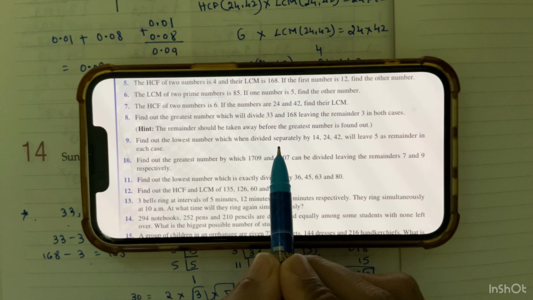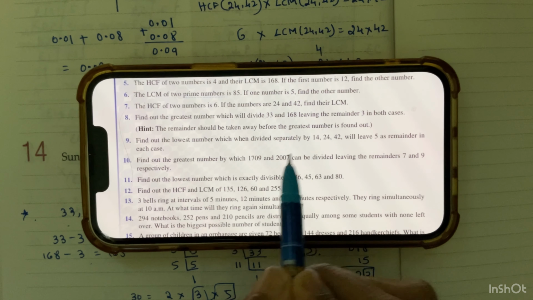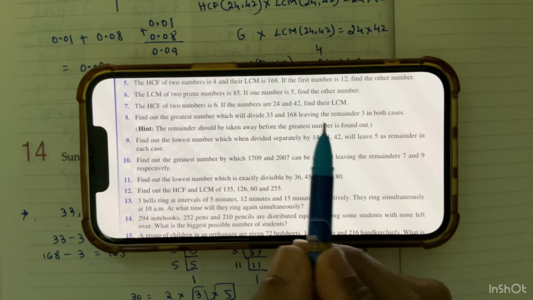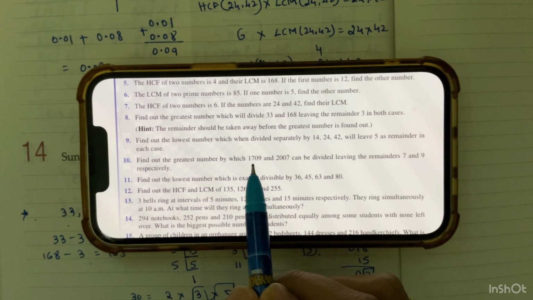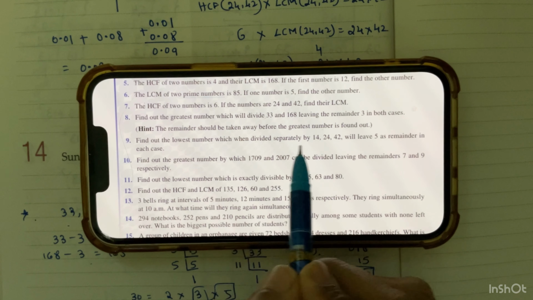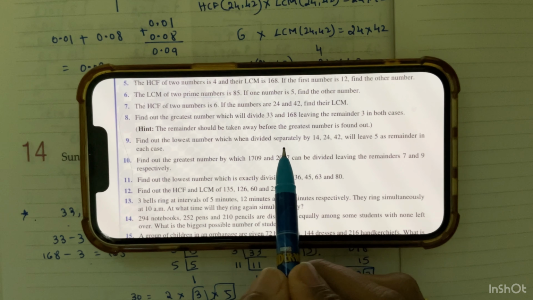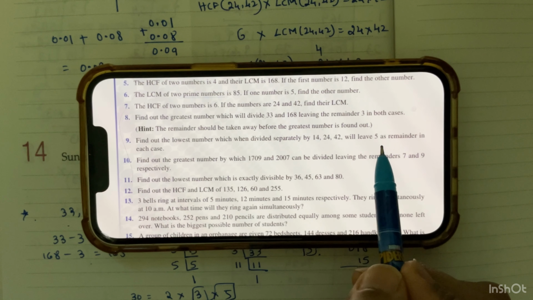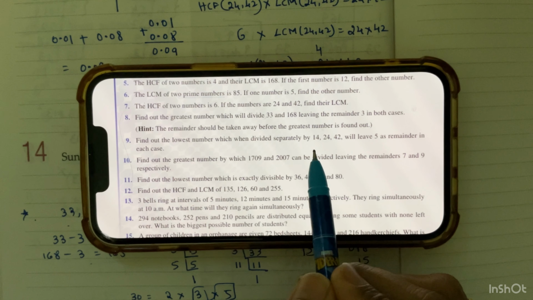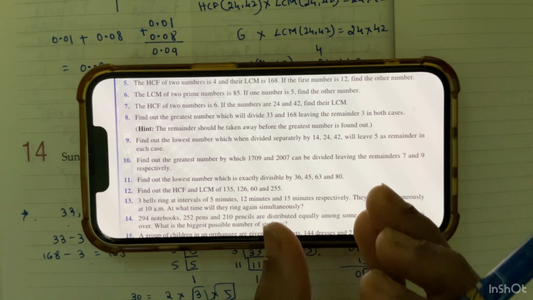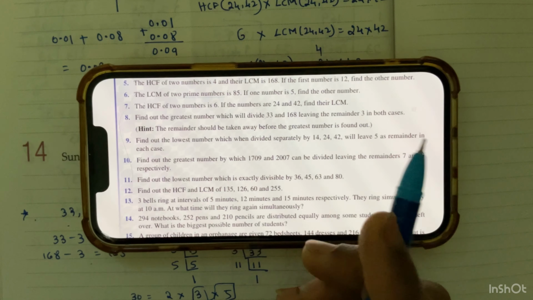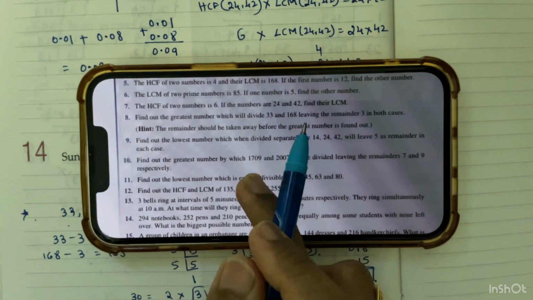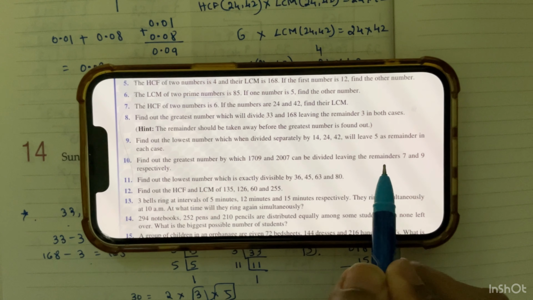If you choose the HCF, the answer you get will be smaller than these numbers. So in that case, we can't divide that smallest number by this greatest number. So in LCM only we will always get the bigger number. Yes or no? So that's why we will choose LCM here. First we will find the LCM, then to that answer we need to add 5. When we add this 5 to that lowest number, we will get one number. When we divide that number by 14, 24, 42 separately, the remainder it will leave behind is 5.